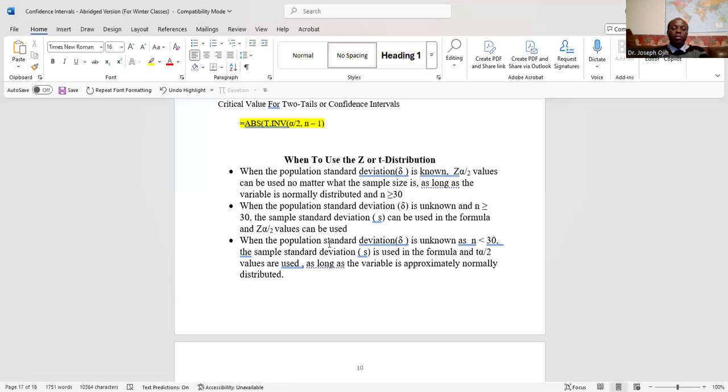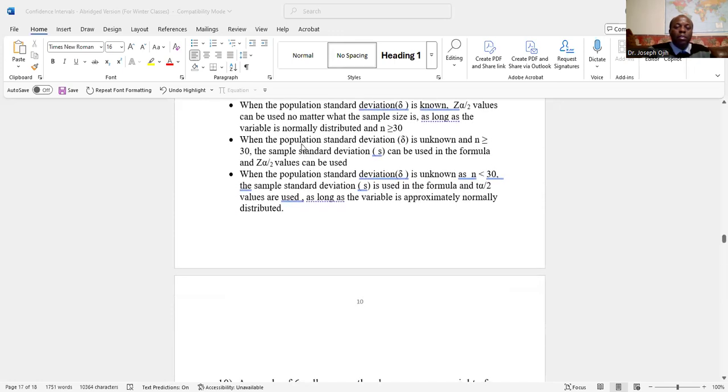When the population standard deviation is known, then we can use Z alpha over 2 values, no matter what the sample size is. Now, when the population standard deviation is unknown and the sample size is large enough, we use a sample standard deviation S, and we can still use the formula Z alpha over 2. Now, when the population standard deviation is unknown, but the sample size is small, that's when we use the T method. Okay. Now let's look at this example.